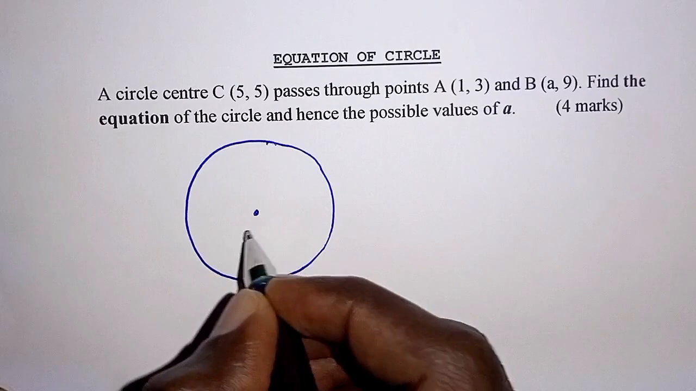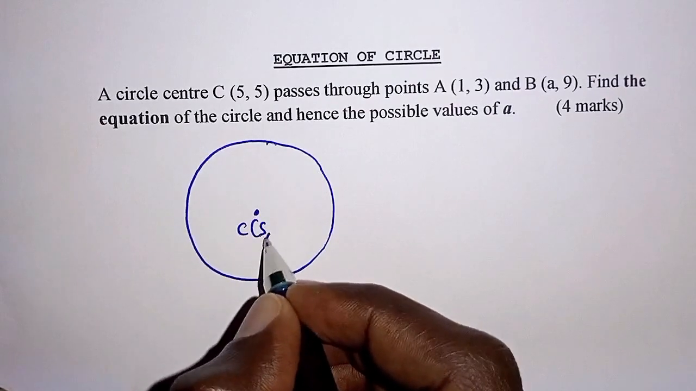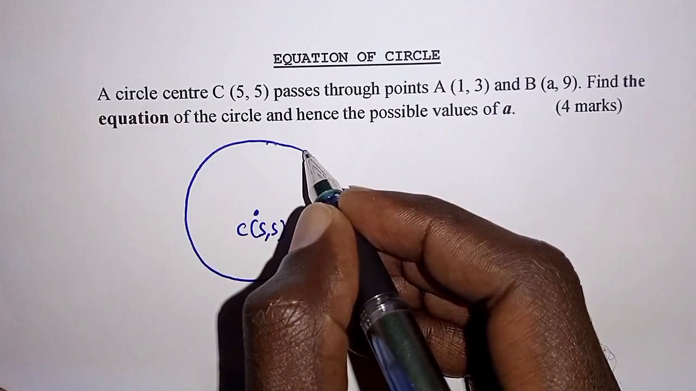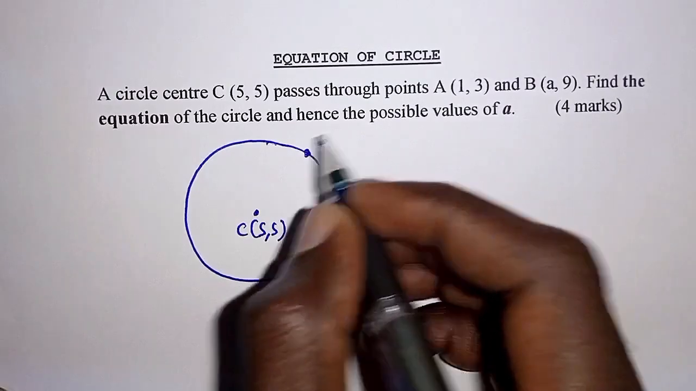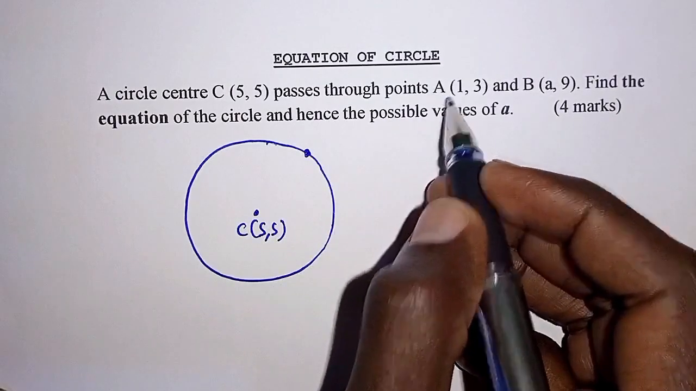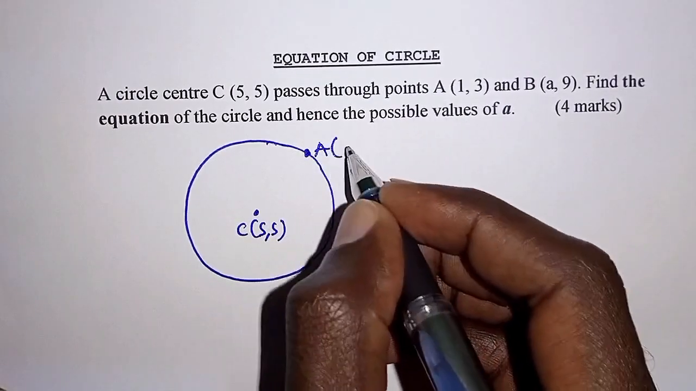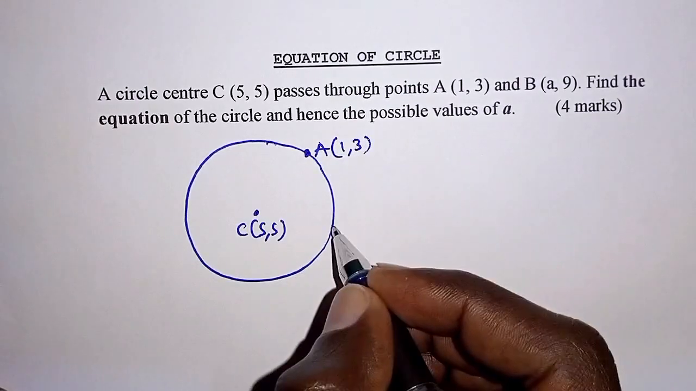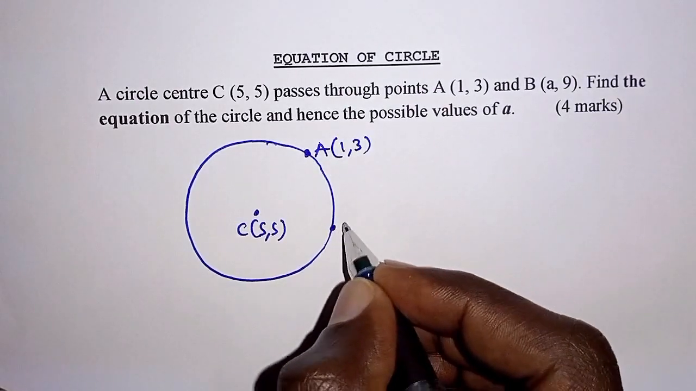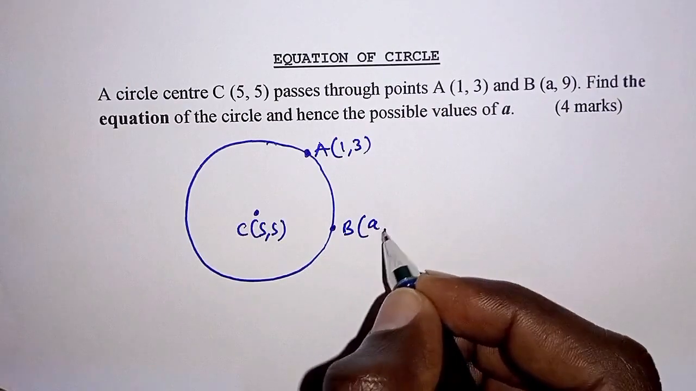The circle is of center C given by the coordinates (5, 5). And then there are 2 points on the circumference. We are told the circle passes through point A, which is (1, 3), and point B, which is (a, 9).